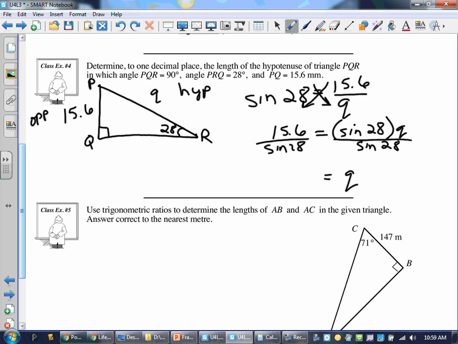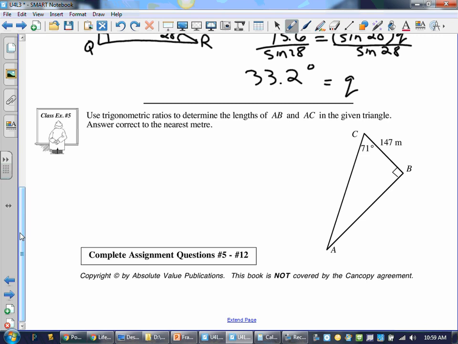Which is 33.2 to one decimal place. Okay, that's how we're doing it. One last thing before I'm done. It says use trig ratios to determine the length of AB and AC in the given triangle. You have to find AB and AC.